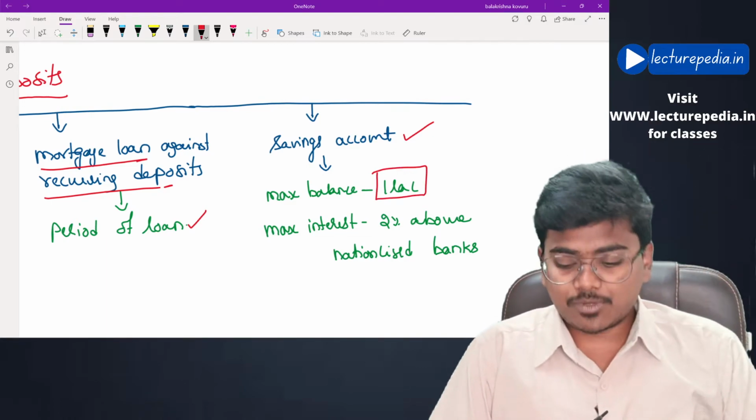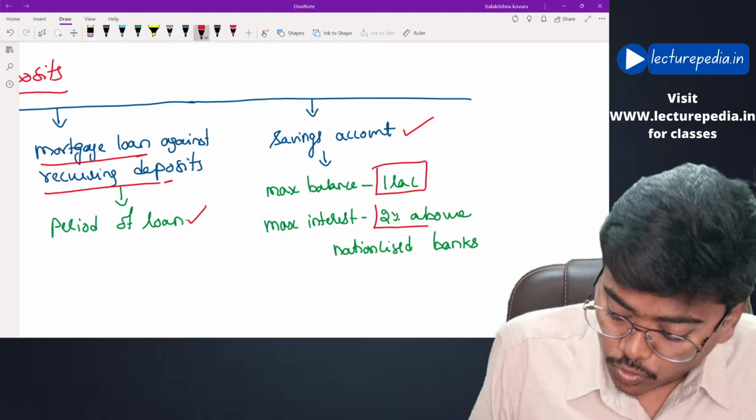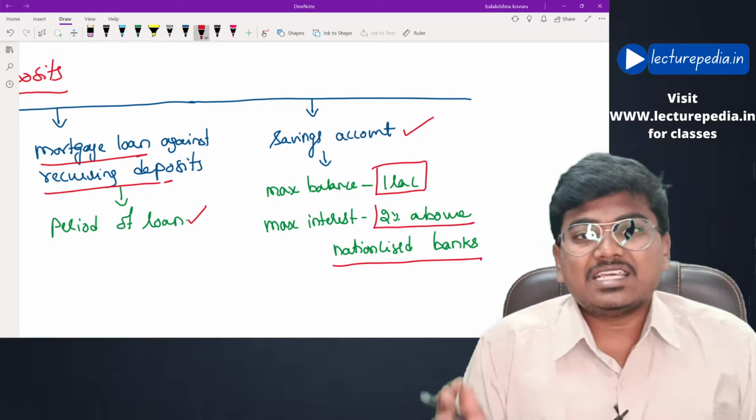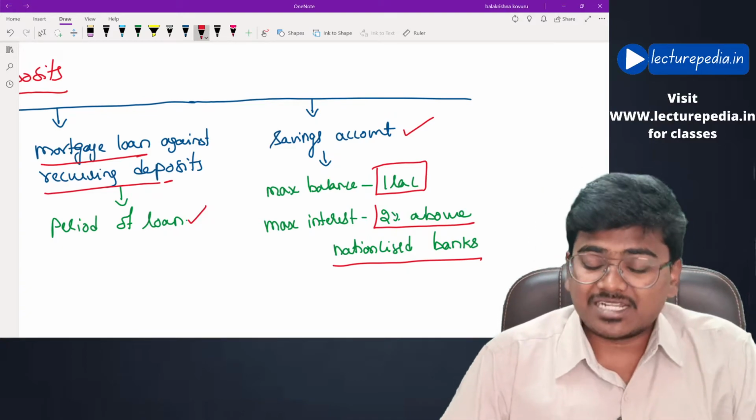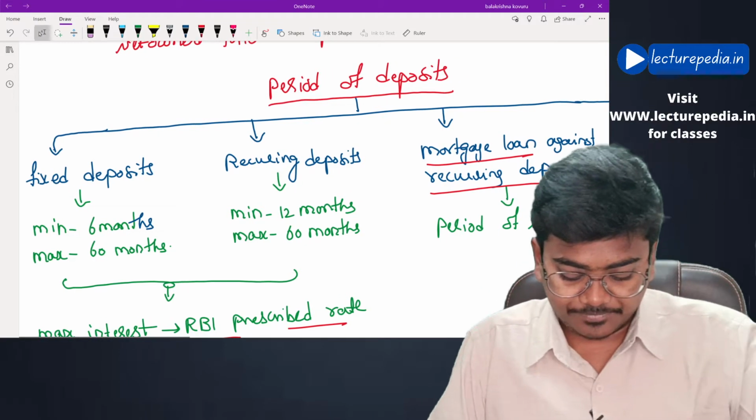That can be the maximum balance, and the maximum rate of interest on the savings account is 2% above nationalized bank interest rates. Okay, that is the maximum interest rate that Nidhi can offer on saving deposits.